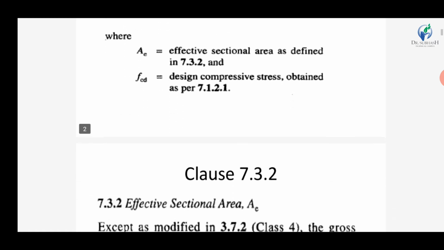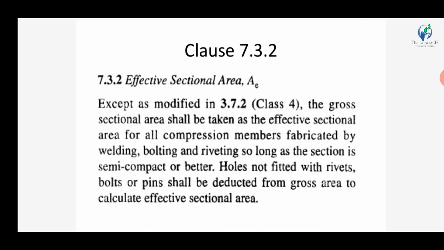Now first start with the effective cross-sectional area. What is effective cross-sectional area? The cross-sectional area shall be taken as the effective sectional area for all compression members, whether fabricated by welding, bolting or riveting. Holes not fitted with rivet, bolt or pin shall be deducted from the gross area to calculate the effective sectional area. So from our gross sectional area, we deduct the diameters of holes of bolts and rivets and calculate the effective sectional area.